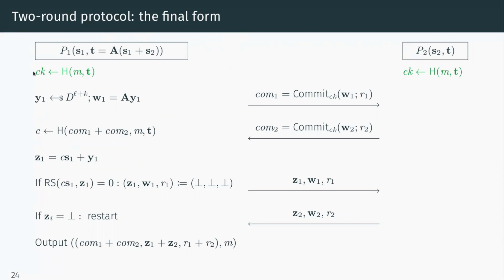First, each party generates the per-message commitment key, and then they exchange the commitments to the W, and later open the commitment to W if the rejection sampling passes. So this is how we can achieve a secure two-round protocol.